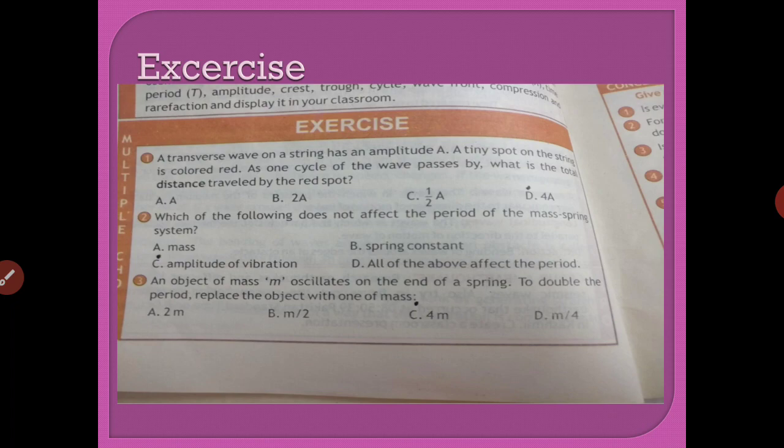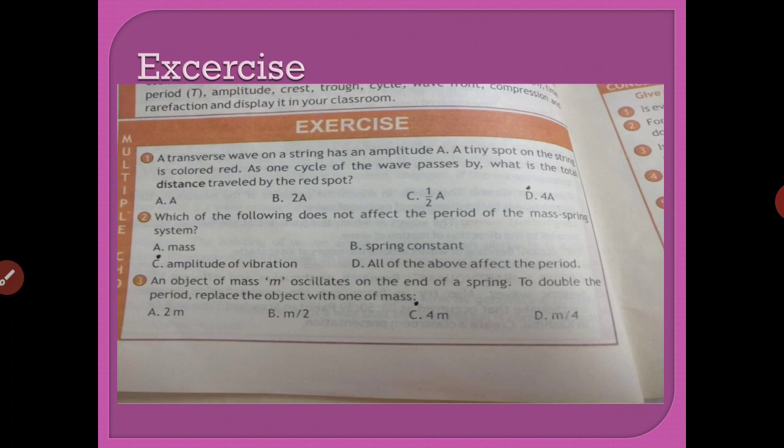Now the second MCQ is, which of the following does not affect the period of the mass spring system? Okay, do you know what the time period of the mass spring system is? T equals 2π√(m/k). Okay, this is the formula for the time period. This formula is given on page number 7 in your book. If you look at it, the time period depends on the mass, depends on k, and it does not depend on the amplitude of vibration. So the answer is amplitude of vibration. Amplitude of vibration does not affect it, because in the formula there is no amplitude given, so it means that it does not depend on amplitude.